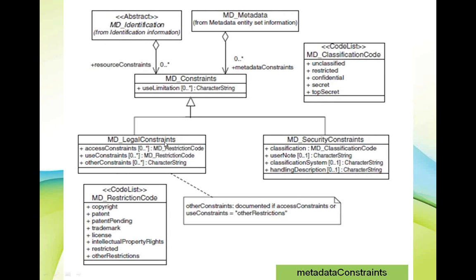And again, if I do legal constraints, I'm going to have a use limitation, and I'm also going to have access constraints, use constraints, and other constraints. Here's that dependency. If I use access constraints and put other restrictions from this code list here, and I have use constraints and I have other restrictions, then I have to actually use this optional field, which becomes mandatory and tells me, all right, go put in free text, type in what exactly those other restrictions are.